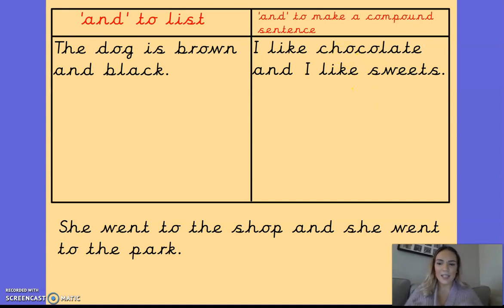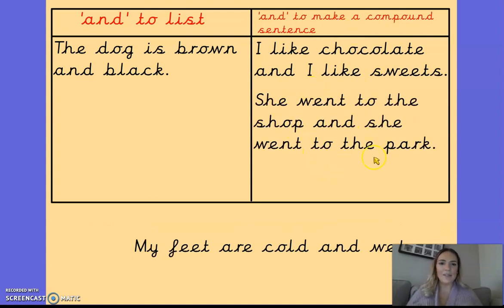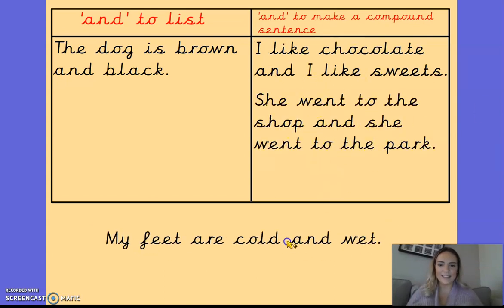Okay, next one. She went to the shop and she went to the park. So we'll do our check-in. She went to the shop. Does that make sense on its own? Yes, it does. She went to the park. Does that make sense as a sentence on its own? Yes, it does. So we have got two sentences that have been joined together with the word and. Which side are you going to put it in? Let's check if I've got the same. It is and to make a compound sentence.